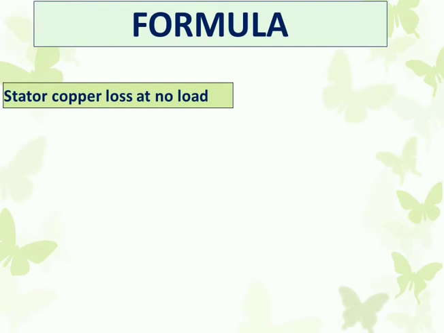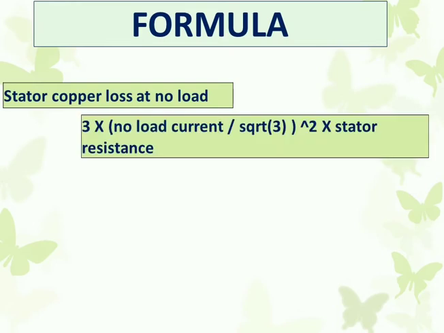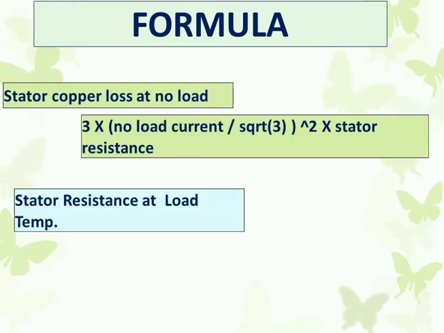Now we are going to see the various formulas used for calculating the losses. First, we want to calculate the fixed loss, right? So for that, we need to calculate the stator copper loss at no load. This is the formula. The stator resistance at low temperature in order to find out the stator loss at the load condition.